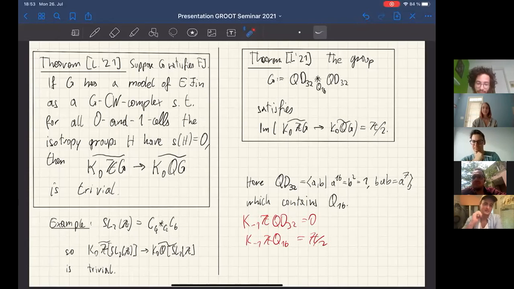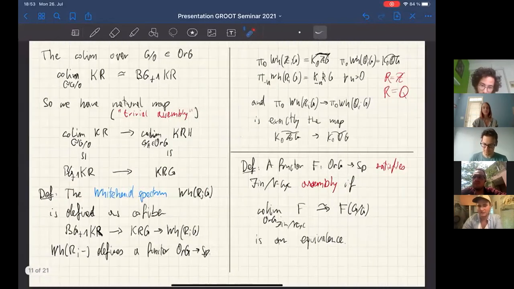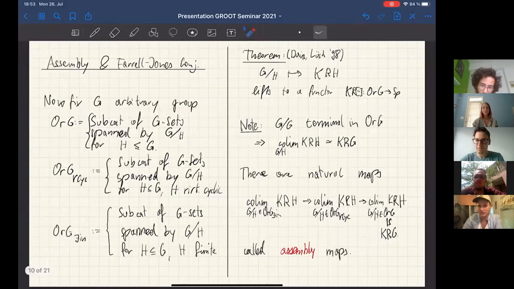During your talk, you defined a couple of functors from the orbit category of G to spectra. Do any or all of these extend to functors from the Burnside category of G to spectra? Do they define spectral Mackey functors? For finite groups, I think this has been worked out.